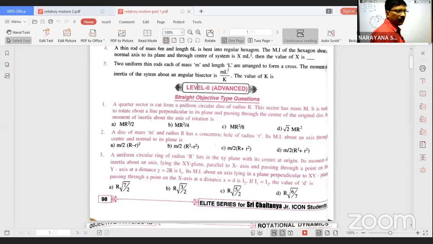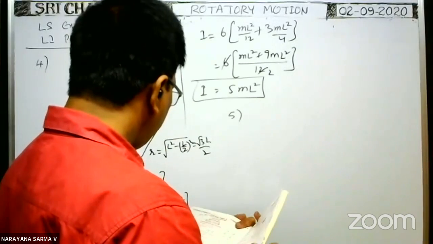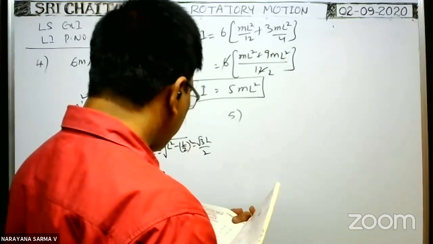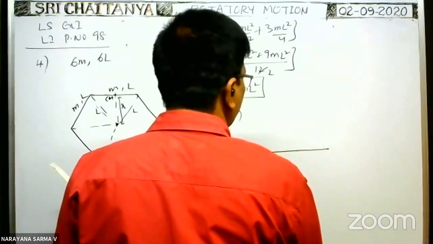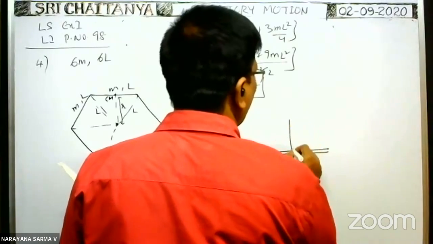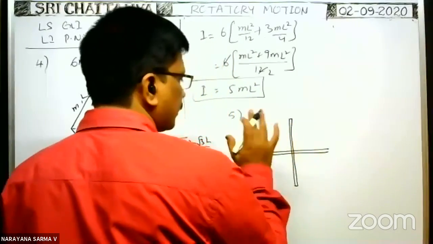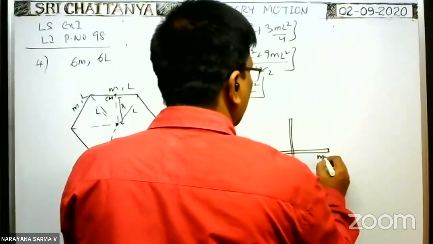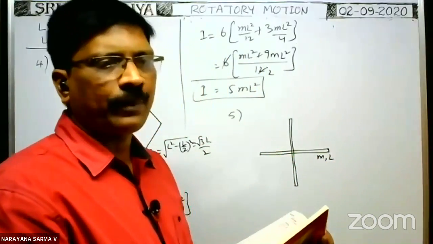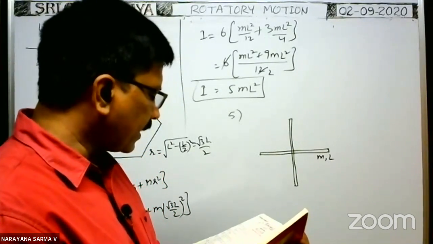Here in level 1, problem number 5, somebody asked me. Two uniform rods, each of mass m and length L, are arranged to form a cross. Cross means perpendicular. This is one rod, this is another rod. Two rods are kept perpendicular to each other, then only they are said to be arranged in the form of a cross. Mass of each rod is m and length is capital L. Then find the moment of inertia of this arrangement about an angular bisector.